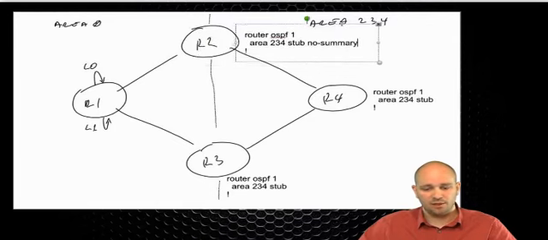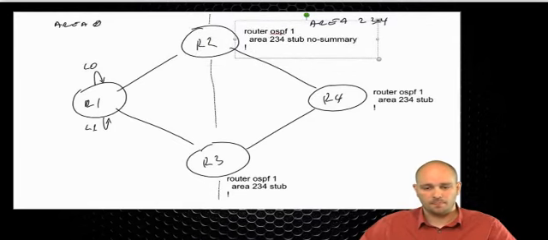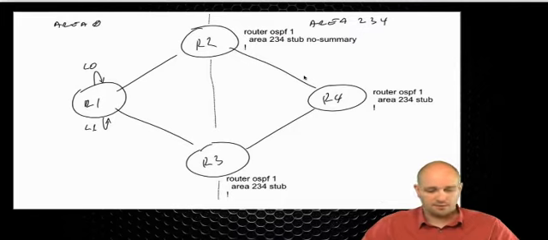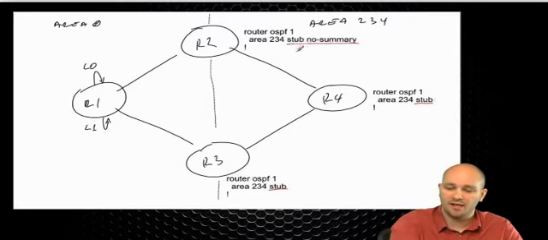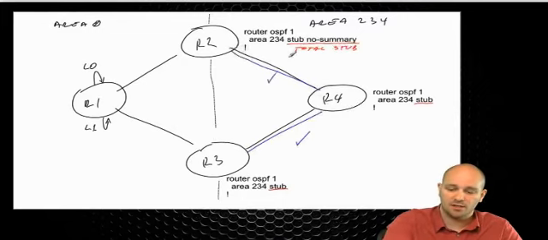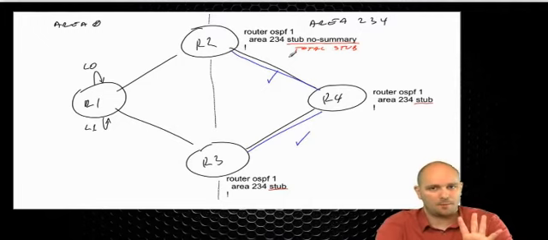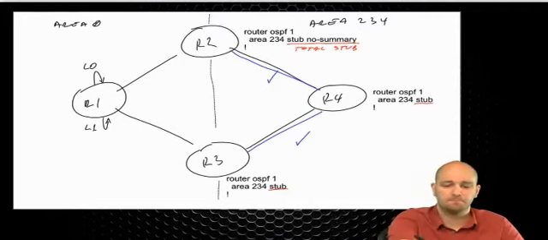So we can see here that R4 was configured to have area 234 configured as stub. R3 has area 234 as stub, but this one here has it as total stub. Now, am I going to have a valid adjacency here? The answer is yes. Am I going to have a valid adjacency here? The answer is yes. Now, let me explain why this is significant.